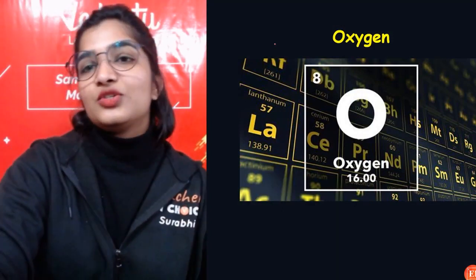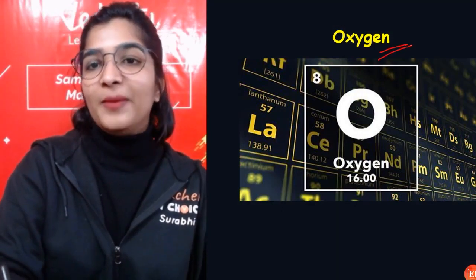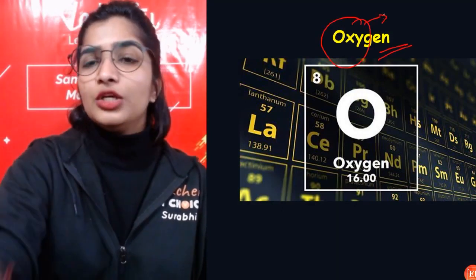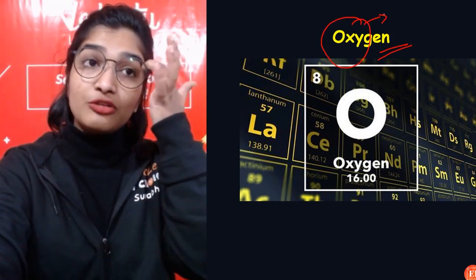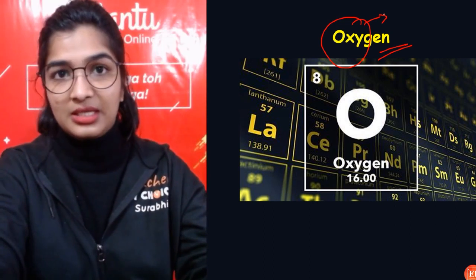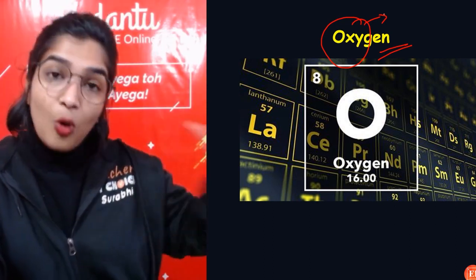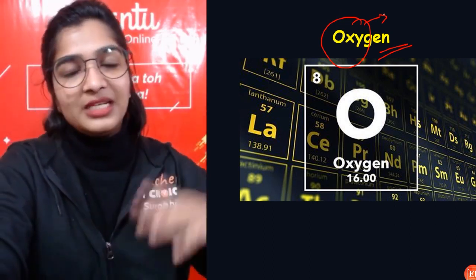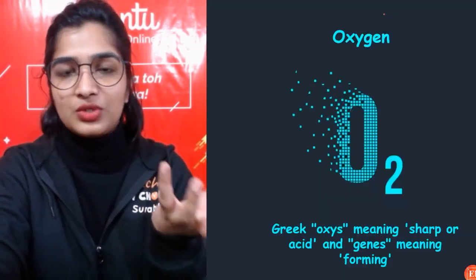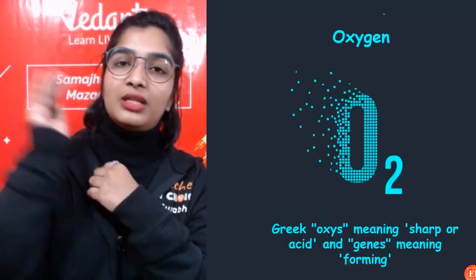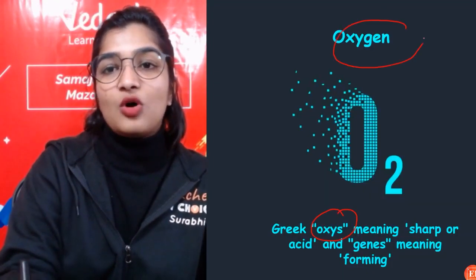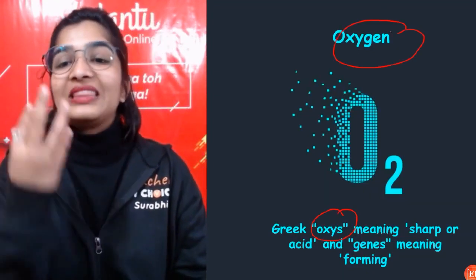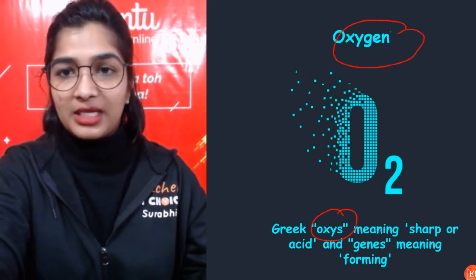Oxygen. Again, gen means forming, and oxy means acid. Scientists believed that for the formation of acids, oxygen is very much necessary, that oxygen is present in all acids. Of course, it's not true, right? Hydrogen is necessary. But that's what they believed then, and that exactly is the reason this was called oxygen: oxy meaning acid, and gen meaning forming.